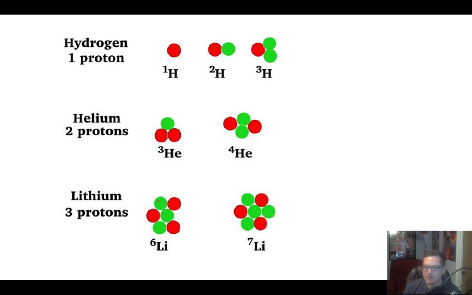Here's a little graphic representing what they each look like. This is hydrogen. The red balls here are the protons, and the greens are the neutrons. So H1 has 1 proton, and H2 has 1 proton and 1 neutron, etc. And then here's helium. We've got helium 3 and helium 4, and then lithium 6 and lithium 7.